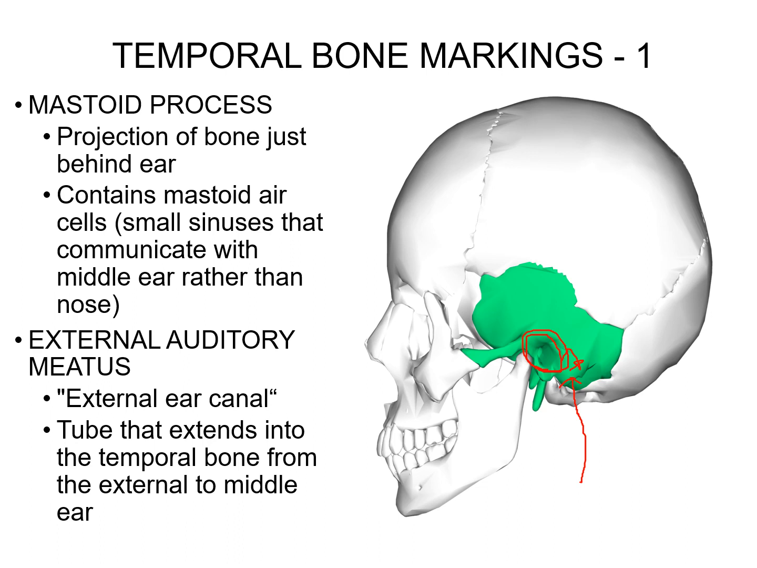So once again, anytime you see a process such as the mastoid process, that's going to be for muscle attachment. A very large muscle in your neck, the sternocleidomastoid muscle, actually attaches here. And then the meatus is just a canal or opening into a bone.